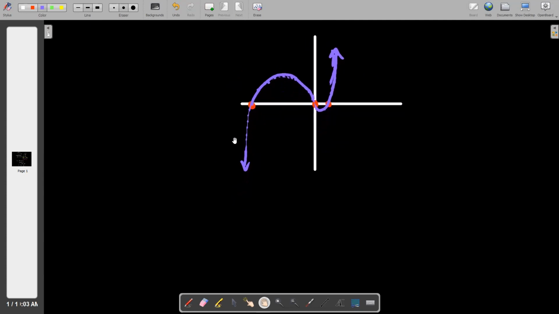Let's start with the first interval that we encounter, and that's that first one coming in from the left. So I'm going to write this down. I'm going to say that this graph is negative when, ready?